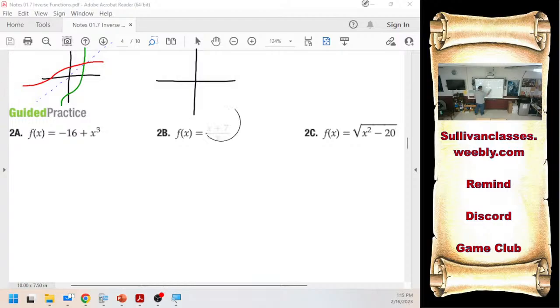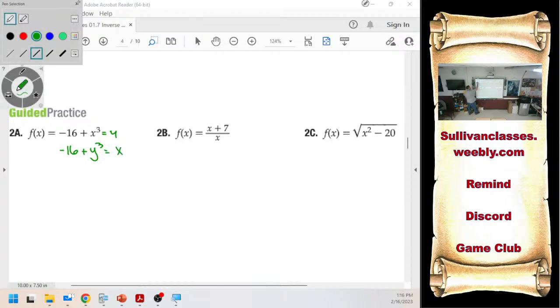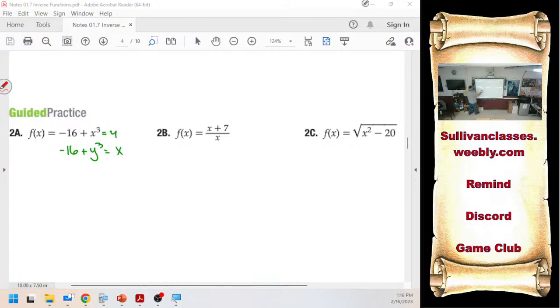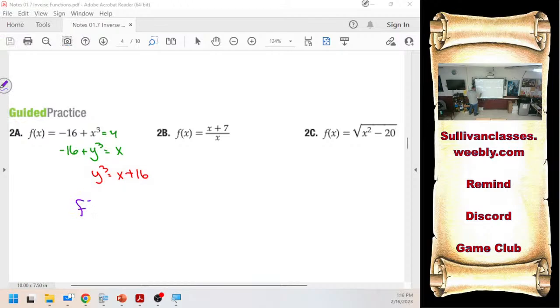Okay. You know what? I'll back up to these. This guy, I set it equal to y, swap x and y. Negative 16 plus y cubed is x. Who's next? And then cube root. And I think y'all will be okay with me just shortcutting over there and saying the inverse function of x is cube root of x plus 16.